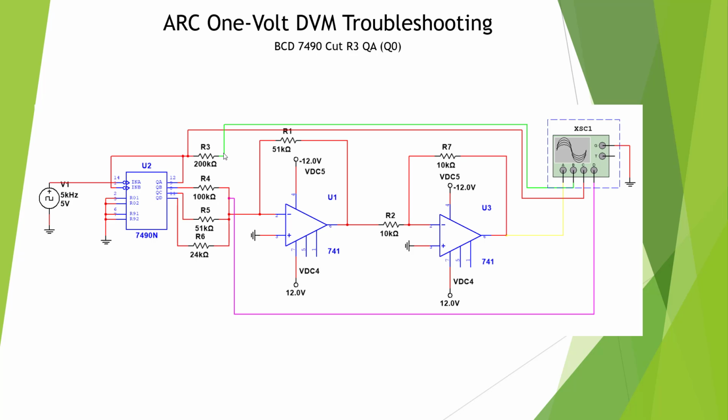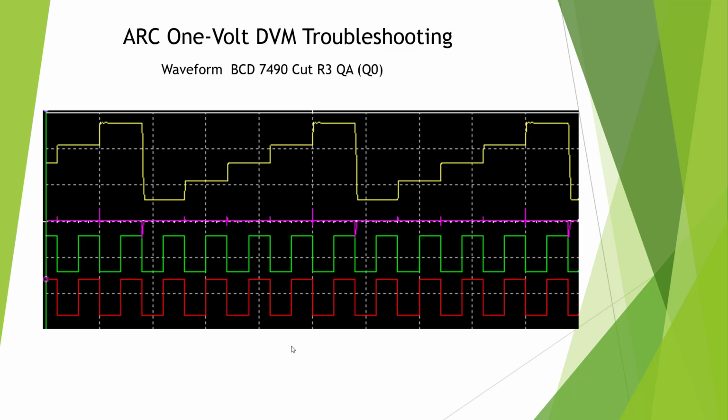Here's the circuit, and we've cut R3, and we're going to go take a look at the output. Since we cut R3, we lost our divide by 2 circuit. So we're a divide by 5 now, and that should be pointing us back to that input. So back, we're only running the divide by 5.